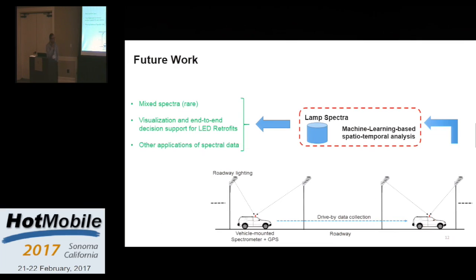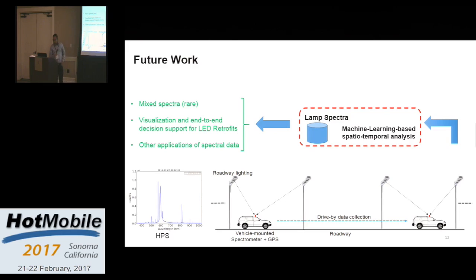Moving forward, right? What can we do with something like this? That's the more interesting question. First of all, we need to address the problem of these mixed spectra. What are they? They occur when two different lamp types are right next to each other, because of which the data that is captured by the spectrometer is essentially a superposition of two different lamp types.